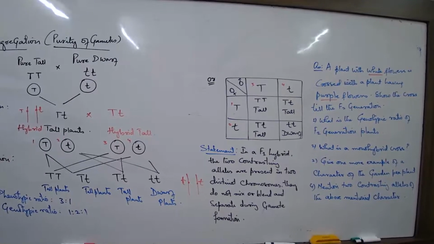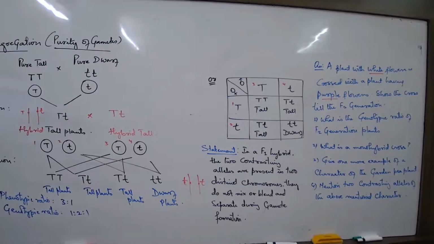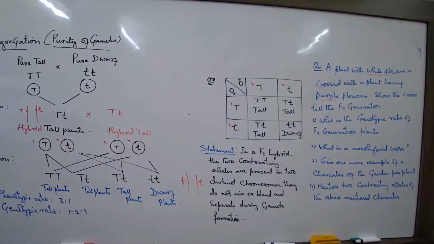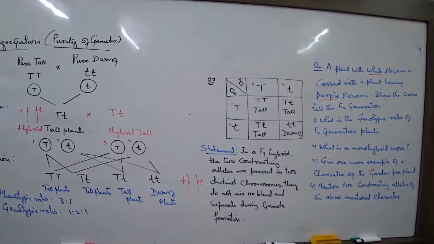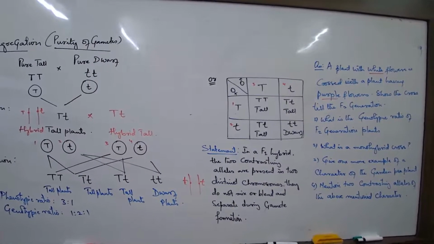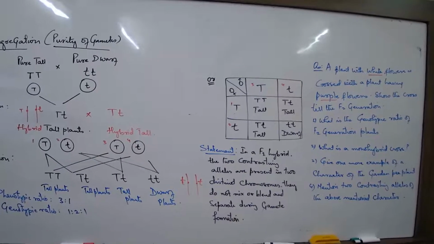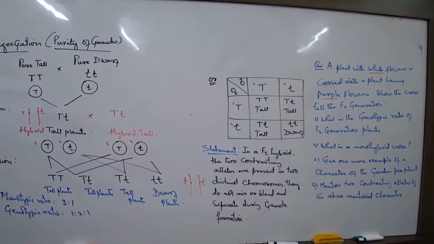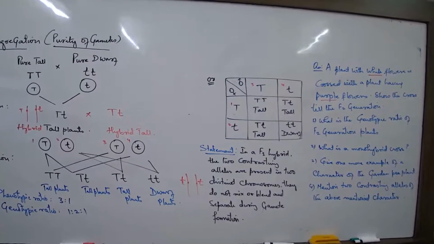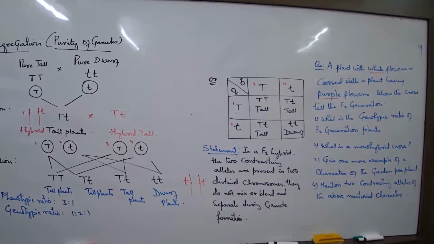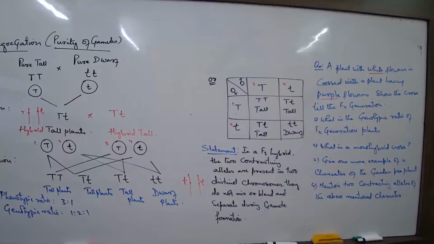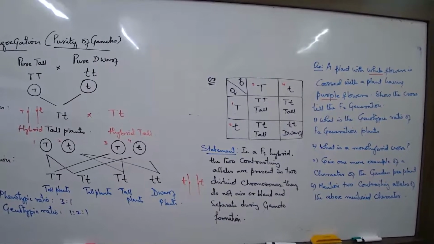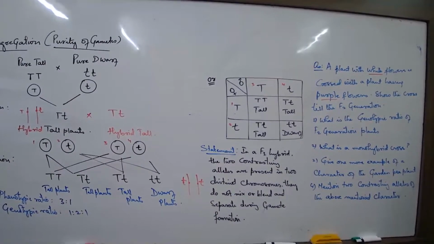So here, which one is dominant, Radhika? Purple is dominant. You have to remember the 7 pairs of contrasting traits. Purple is dominant, so we will always select a letter suitable to the dominant phenotype. What is the letter that we can choose? Capital P. And white is the recessive trait.